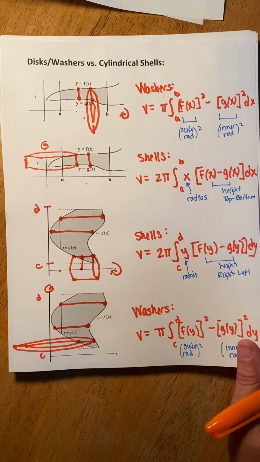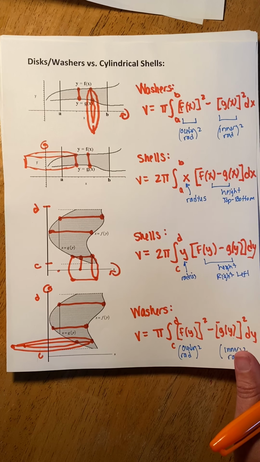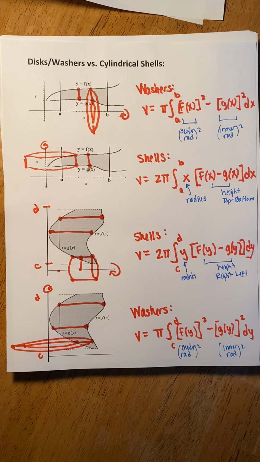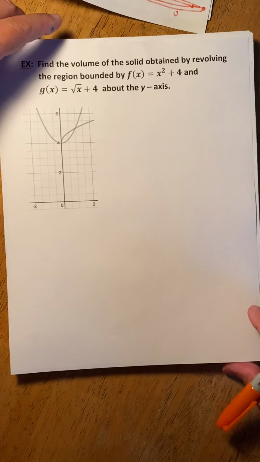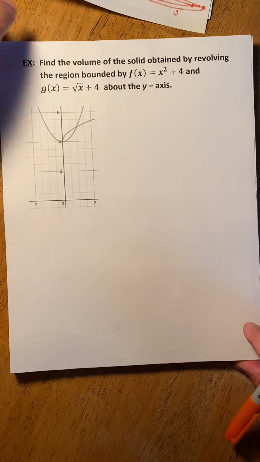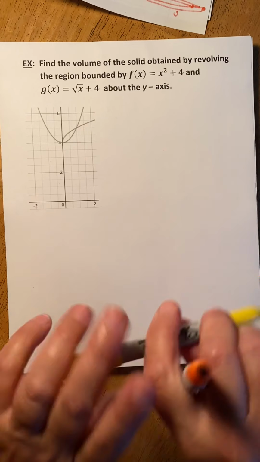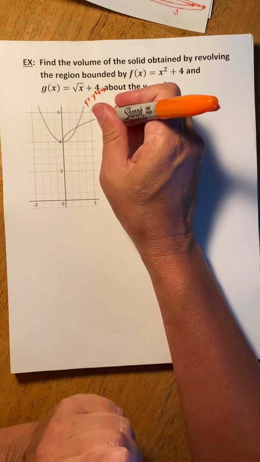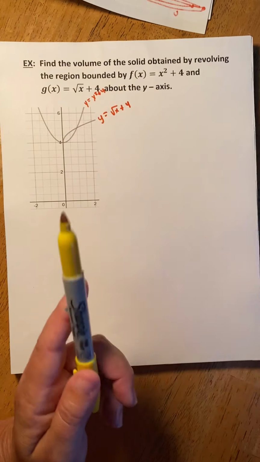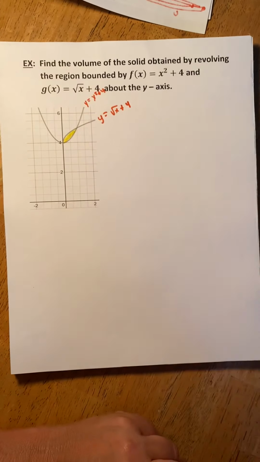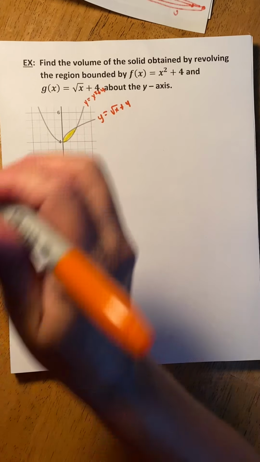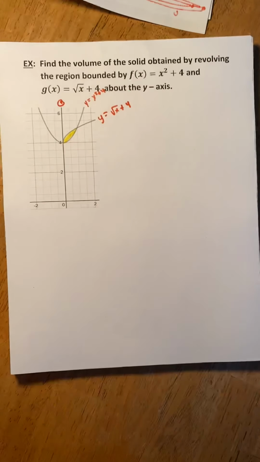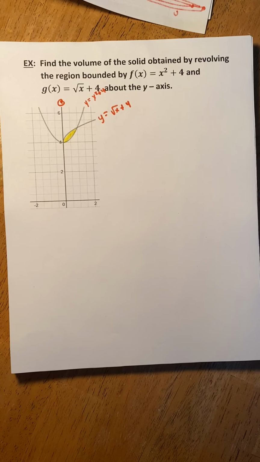All right, let's look at, let's see, it says find the volume. I don't know if I found these. I might leave this up to you guys to see. Let's see, find the volume of the solid obtained by revolving the region bounded by f of x equals x squared plus 4. So this is y equals x squared plus 4 because I know it's a parabolic shape, and this is y equals the square root of x plus 4. And here, this is the region. We're going to rotate this about the y-axis.